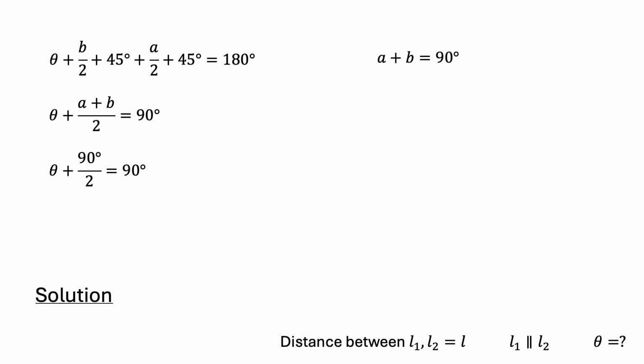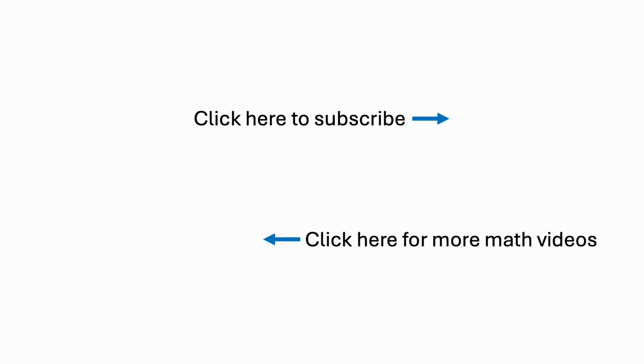Using A plus B equals 90 degrees, we obtain theta plus 45 degrees equals 90 degrees. Therefore, theta equals 45 degrees is the solution to our problem. This marks the end of the video.